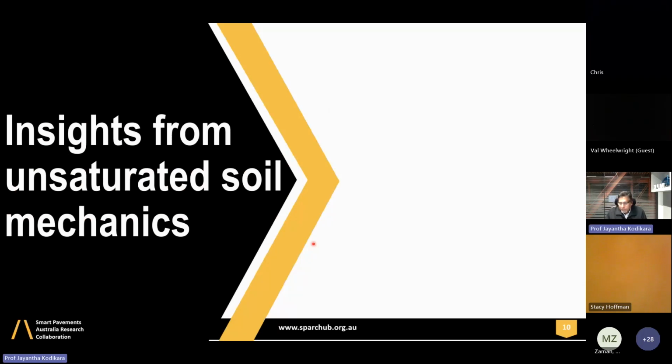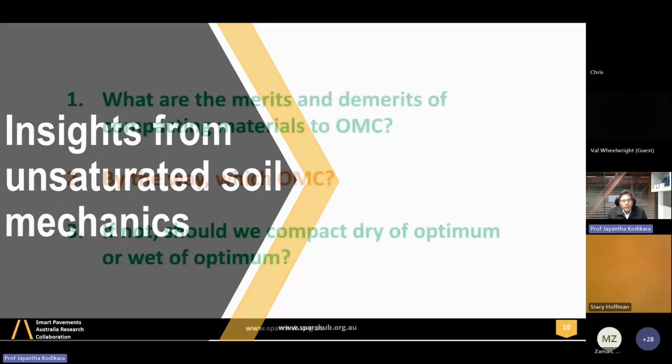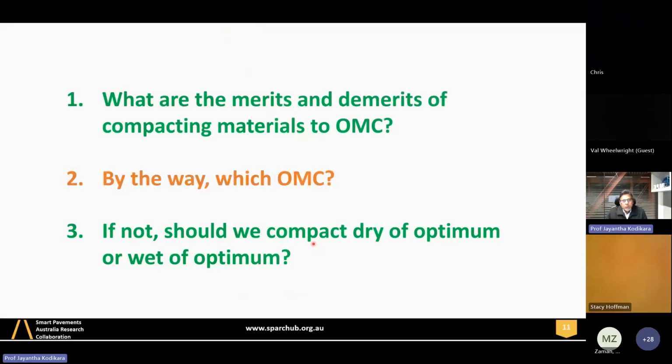So we want to look at some insights from unsaturated soil mechanics in that regard. I'll pose three questions. What are the merits and demerits of compacting materials to optimum moisture content? Everybody knows optimum moisture content, but we can ask the question, by the way, which optimum moisture content? The optimum moisture content depends on the energy level. Standard Proctor has a certain optimum moisture content, and modified Proctor will have another, and sometimes we use reduced Proctor, or even rollers may have their own. So it is always confusing when we say optimum moisture content, which is not a constant for a material.